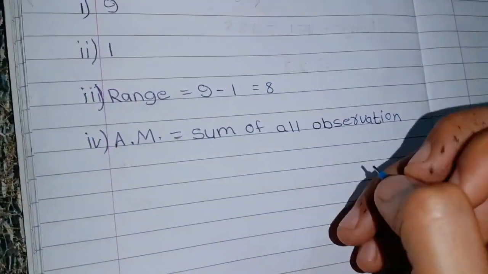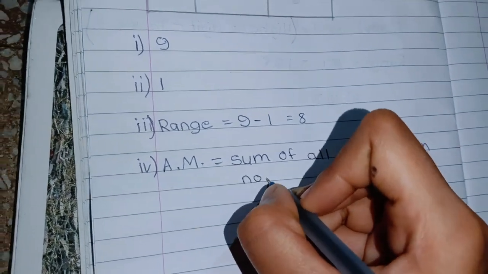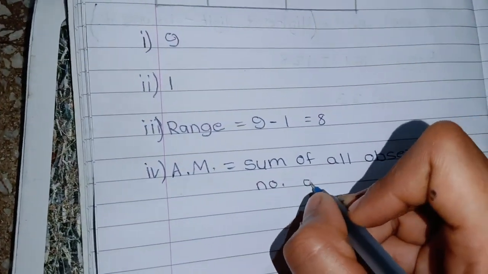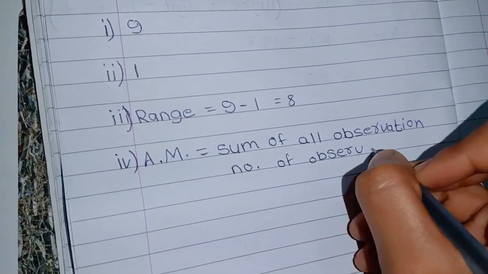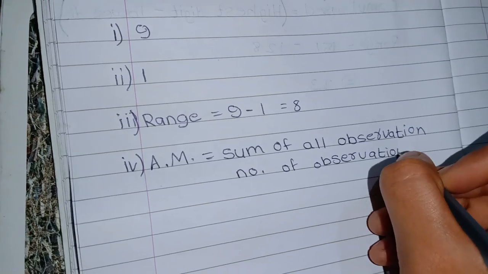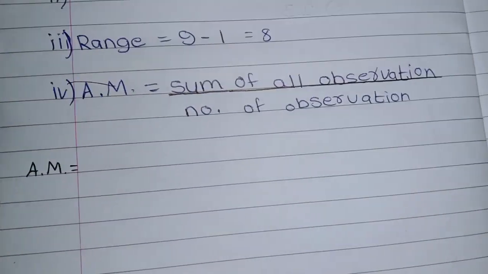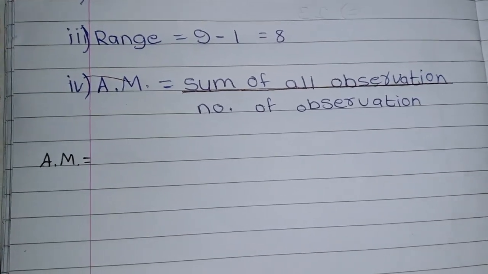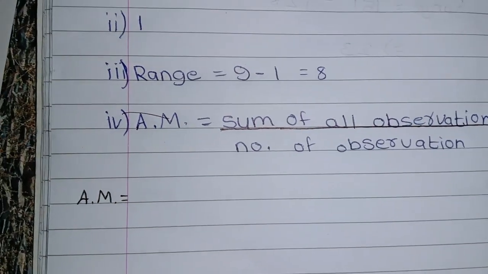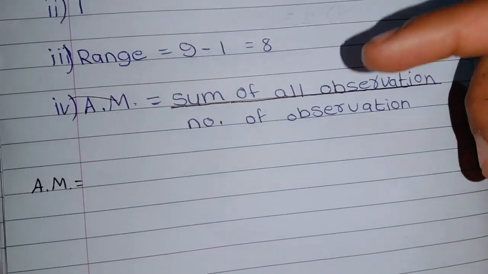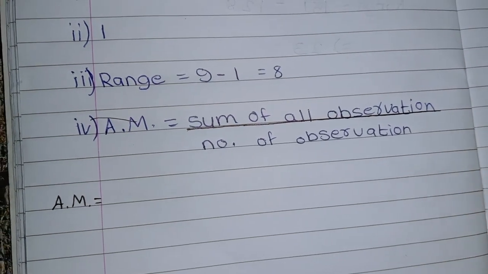Sum of all observations upon, I'll make the upon sign a bit later, but make sure you don't forget it in the exam. Upon number of observations. No, short form of number. Number of observations. So we write like this: sum of all observations upon number of observations. This is how we read it also. And now we'll solve it. So means what? First, the number which is up, it is the sum of all observations.